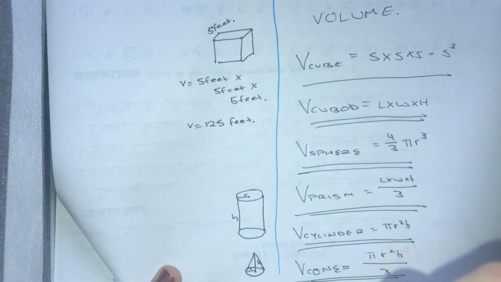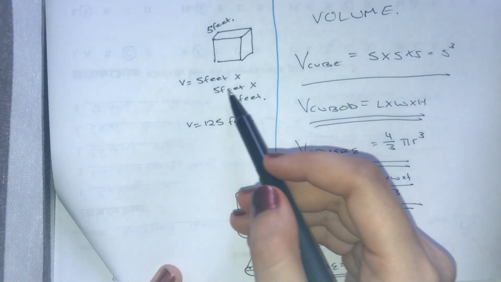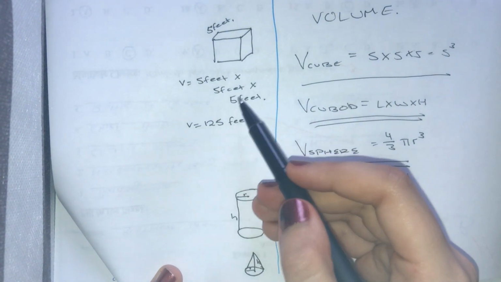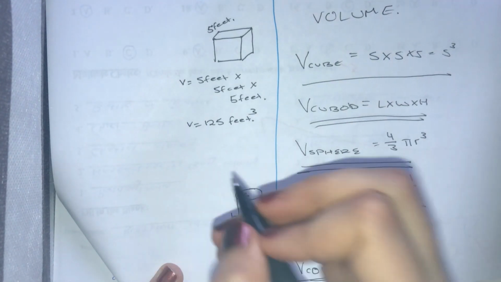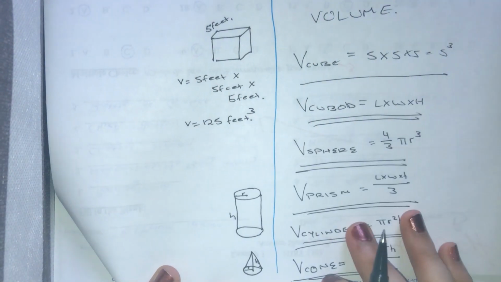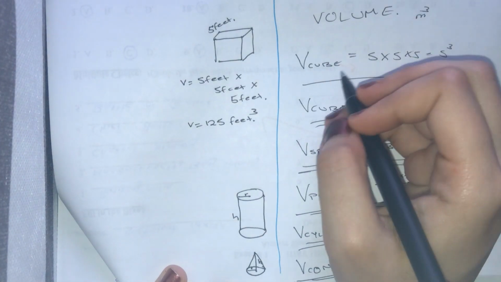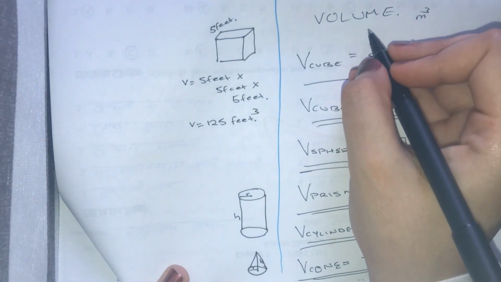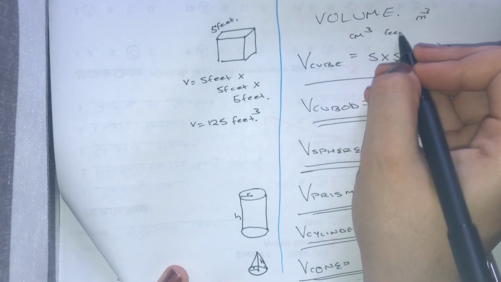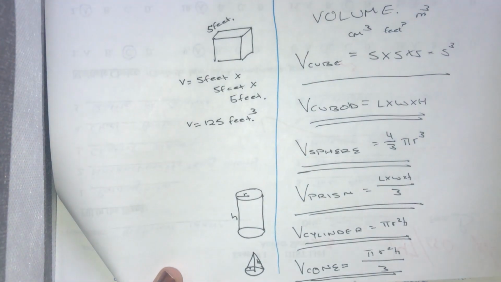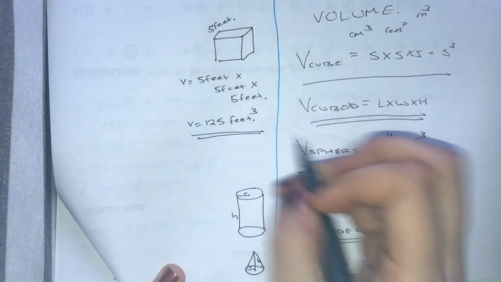But remember, when we were looking for area and we multiplied feet twice, it became feet square. Now we are multiplying it thrice. So feet times feet is feet square, and feet square times feet is going to be feet cube. The SI unit for volume is meter cube. But if you're using any other unit, it must be in cubes, like centimeter cube or feet cube. Whatever it is, it's going to be cubed because it's multiplied thrice. So now we know how to find the volume of a cube.